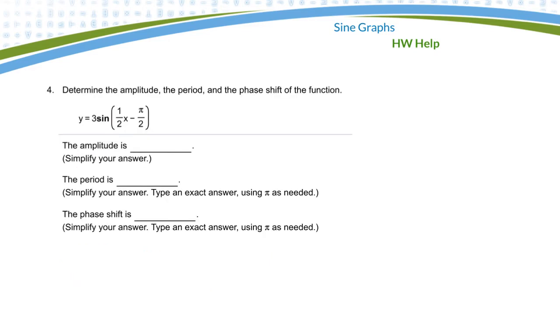Okay, determine, I don't have to graph things. Amplitude, number up front, 3. Period, 2 pi over b. So it's 2 pi over a half, or that's 2 pi divided by a half, or that's 2 pi times 2 over 1, or that's 4 pi. That's the period. Phase shift is c over b.